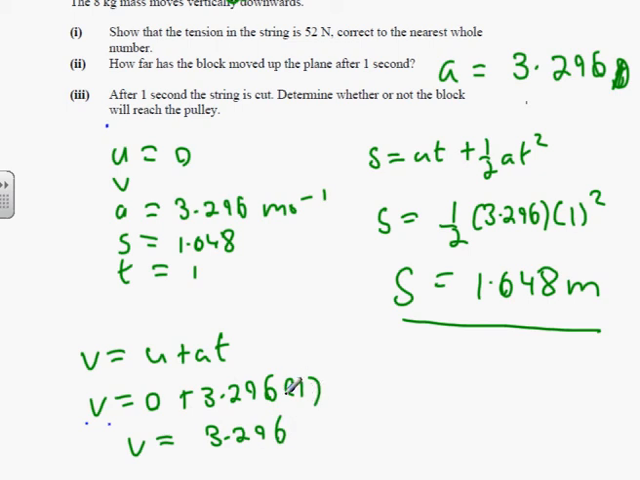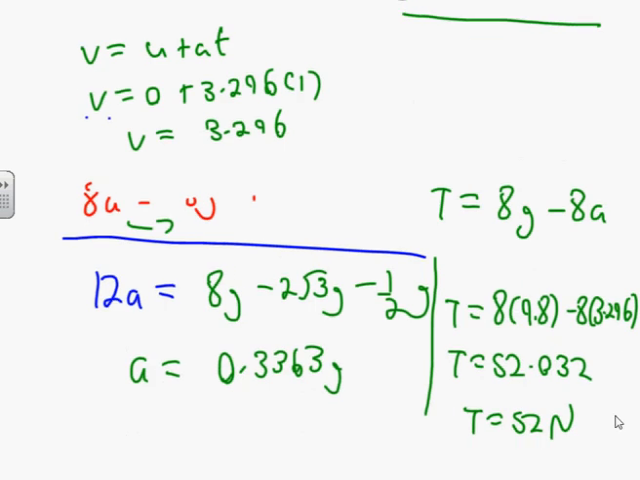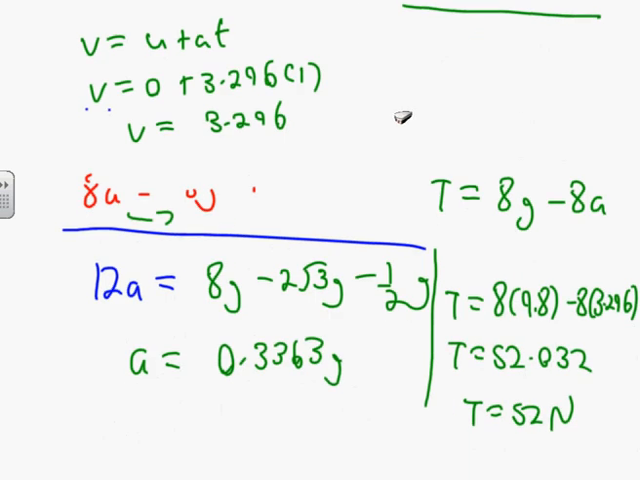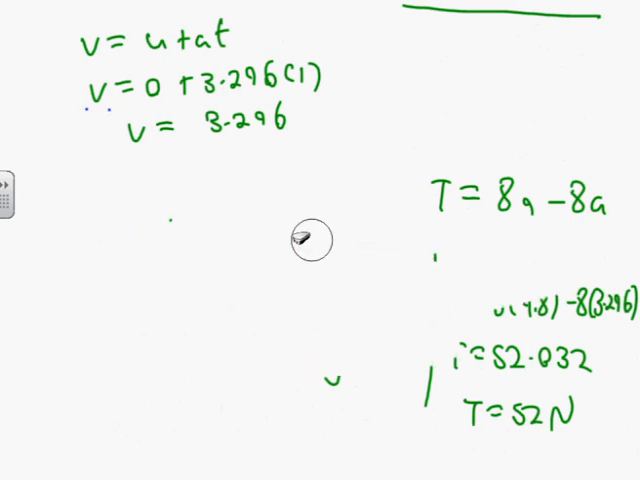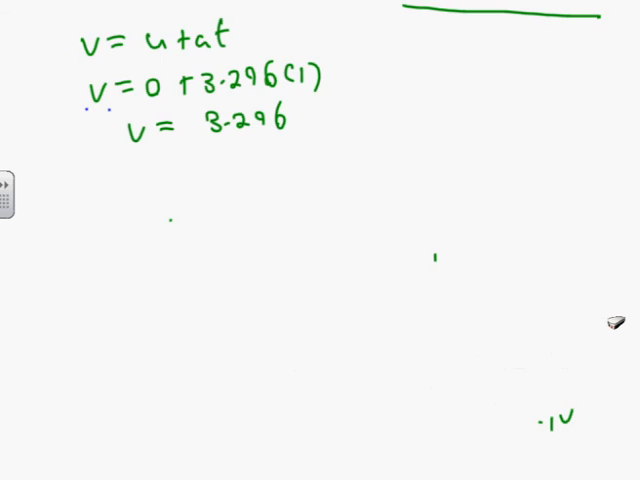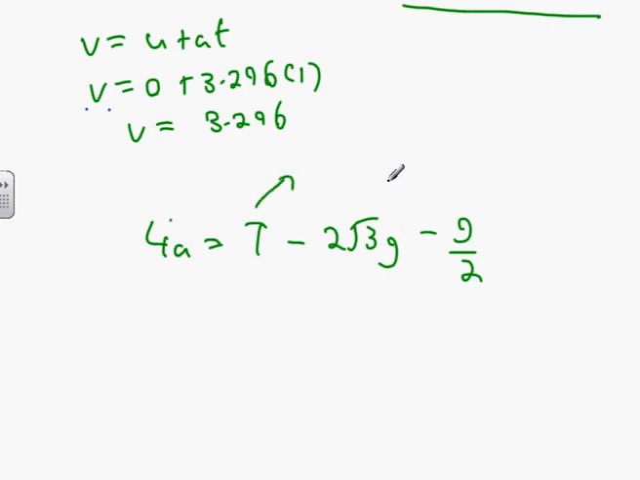Okay, so what happens next, guys, is that we used to have this equation for the velocity of the 4 kilogram particle. I have it here anyway. It used to be 4a, just from the last part, equals T minus 2 root 3 g minus g over 2. Okay? Tension was driving it up. Its friction and its weight were driving it down. So this is the weight and this is the friction.